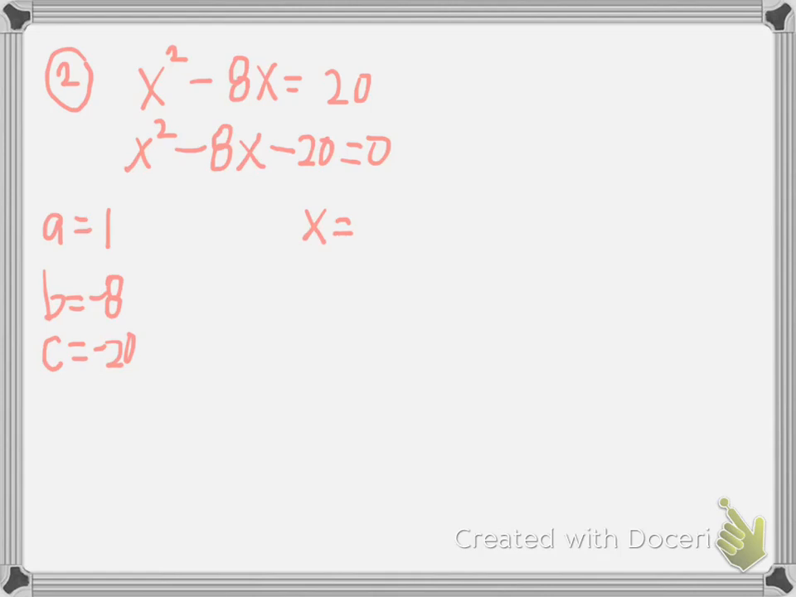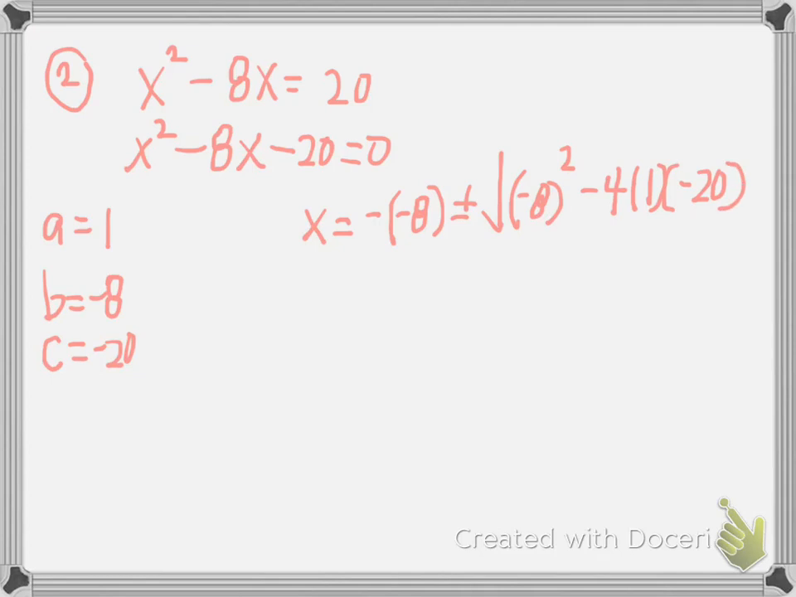So negative B, so a negative times a negative 8, plus or minus the square root of B squared, so negative 8 squared, minus 4 times A times C, all over 2 times A. Sorry, that is a 1 there.